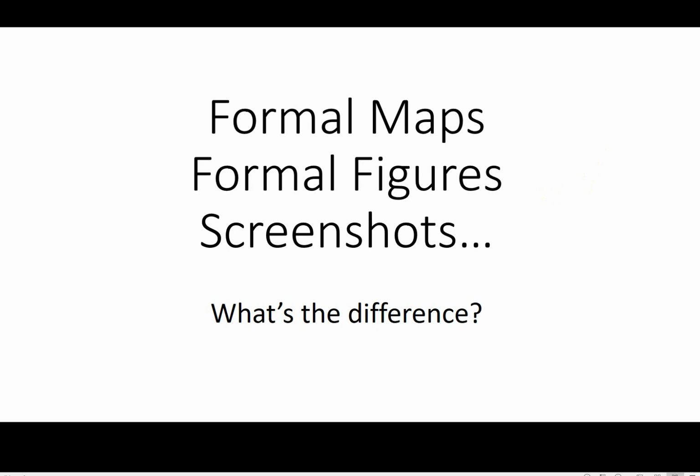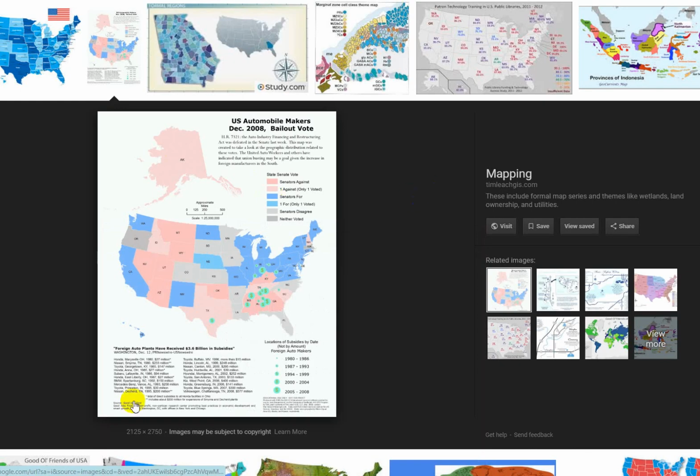Hi there, everybody. For the purposes of this class, I just want to go over the differences between a formal map, a formal figure, and a screenshot, and talk through why I ask for different things at different points in the semester. All right, so let's start out by talking about a formal map.